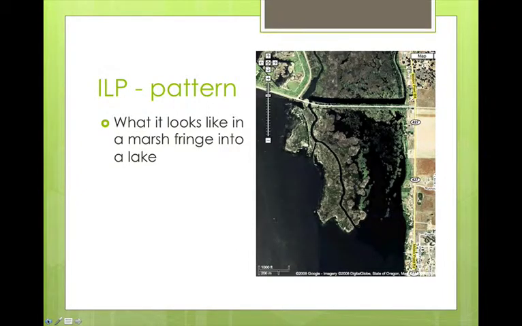And this ILP pattern, I'll call it, is what you can see in the fringe of a lake. This is the north end of Agency Lake, and where there are a few plants, right next to them there'll be more plants, and you get this rough idea of an island labyrinth pool pattern.